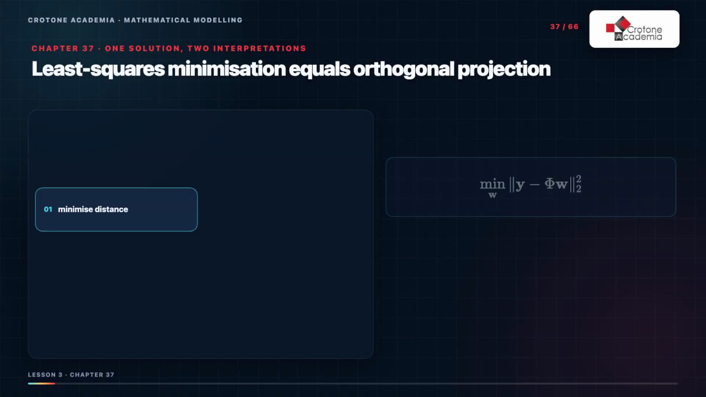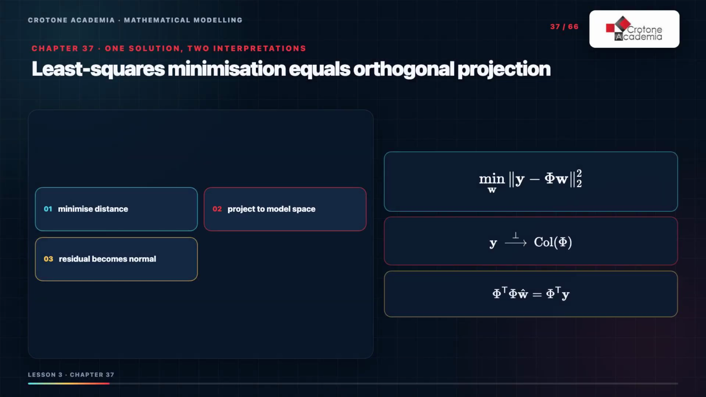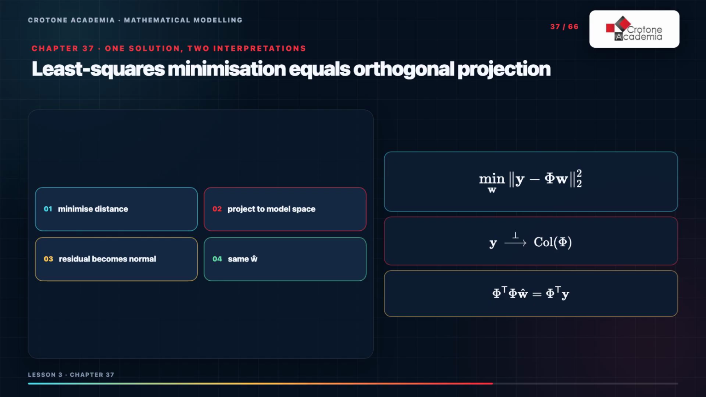We have reached the same equation along 2 routes. Least squares chooses the weights that minimize squared Euclidean distance. Projection chooses the closest point in the column space and requires a perpendicular residual. Both routes lead to the same w hat and the same fitted vector. They are not competing methods. They are 2 views of one result.